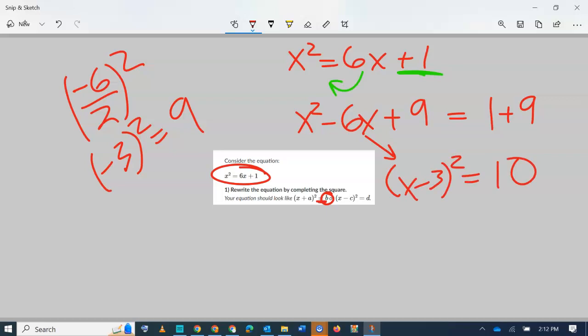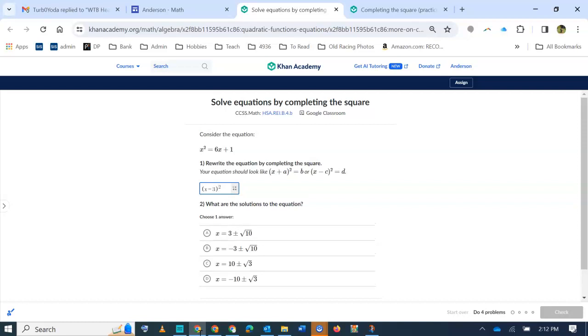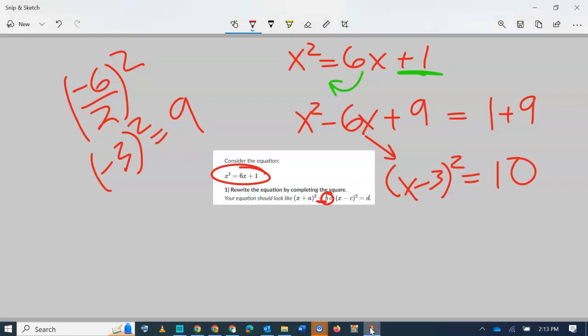So we actually have the first part of our answer done. Let's go check it out. So yeah, here we go. So it's x minus 3 parenthesis squared, and it was what, equal to 10? Yeah, equal to 10. So that's the first part. Now we need to find the solution. So let's go back over here, and we're going to solve for x.